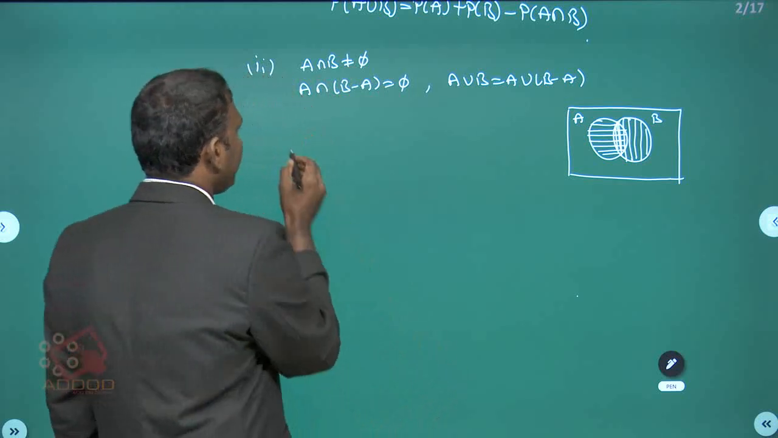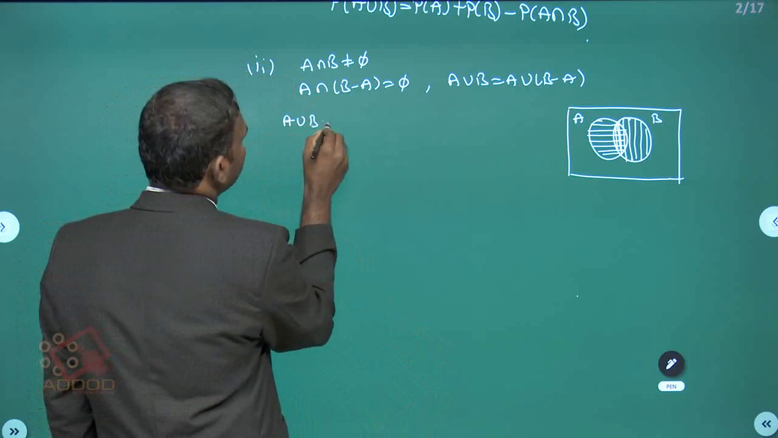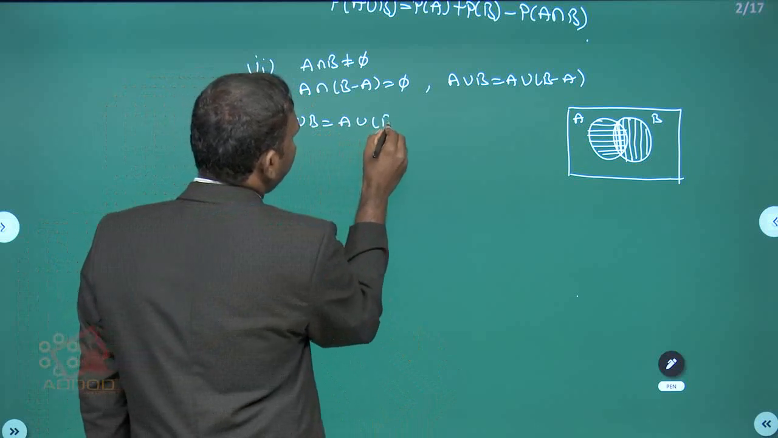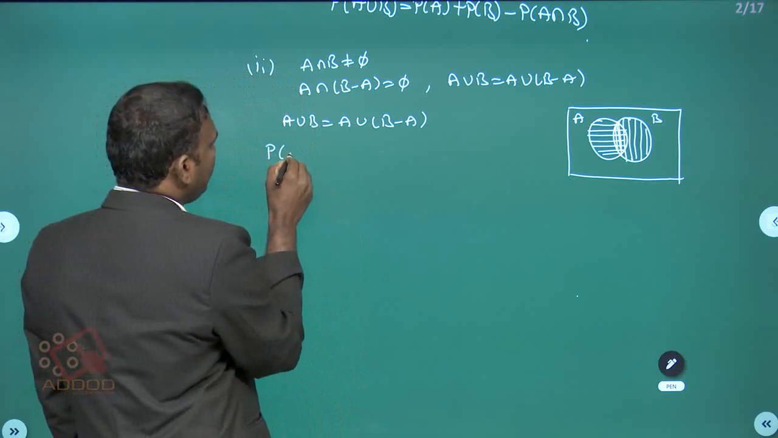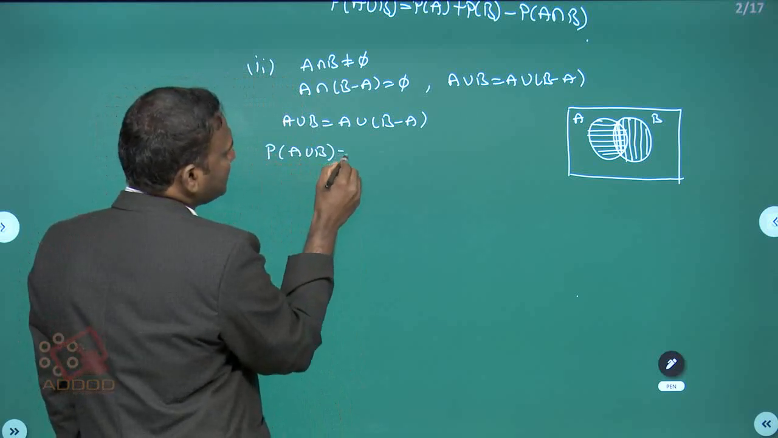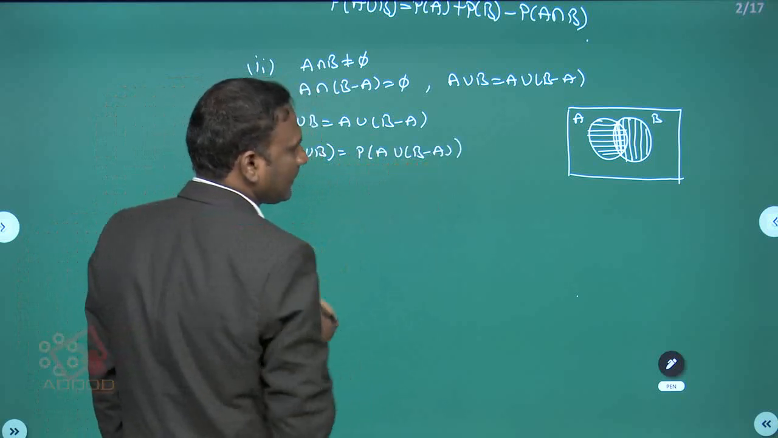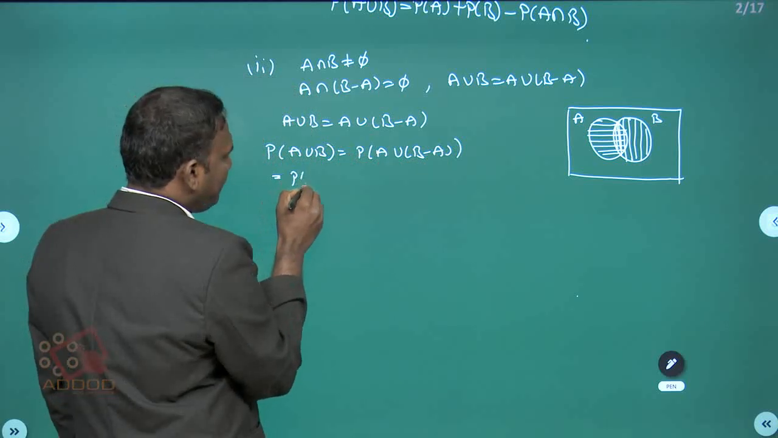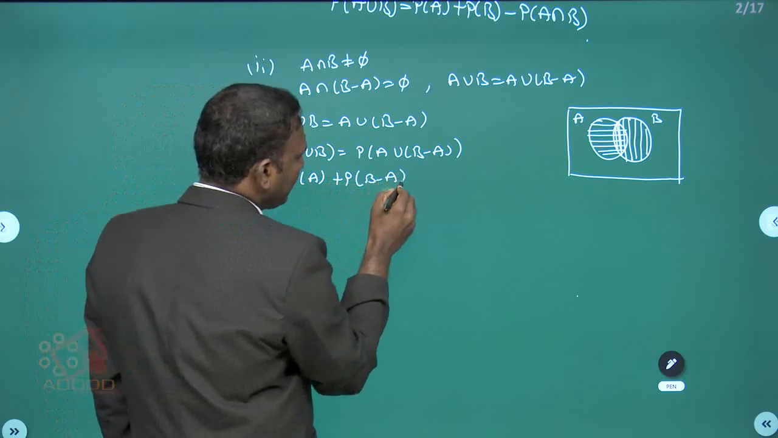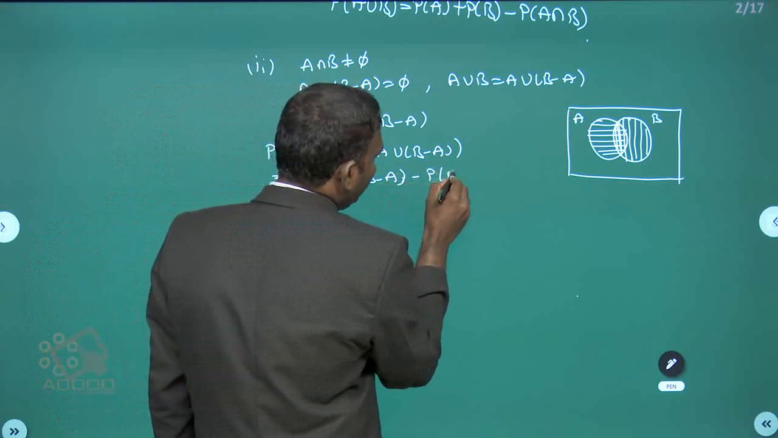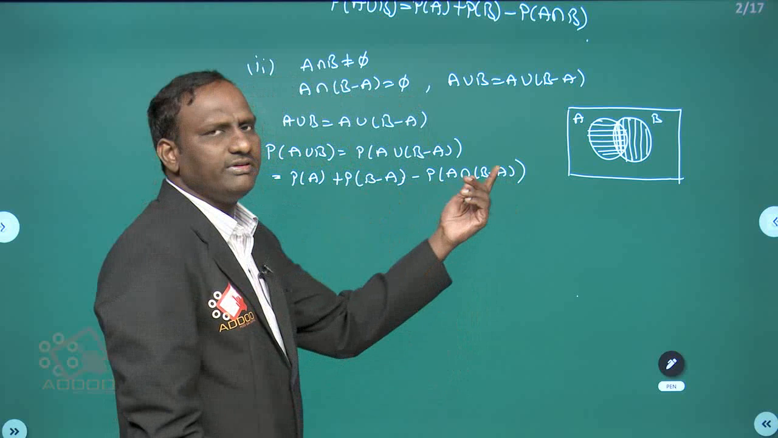So now here I am taking A union B is equal to A union (B minus A). Okay. Next, operate P for this. P of A union B is equal to P of A union (B minus A). This can be written as P of A plus P of B minus A, minus P of A intersection (B minus A). Just now we discussed B minus A.